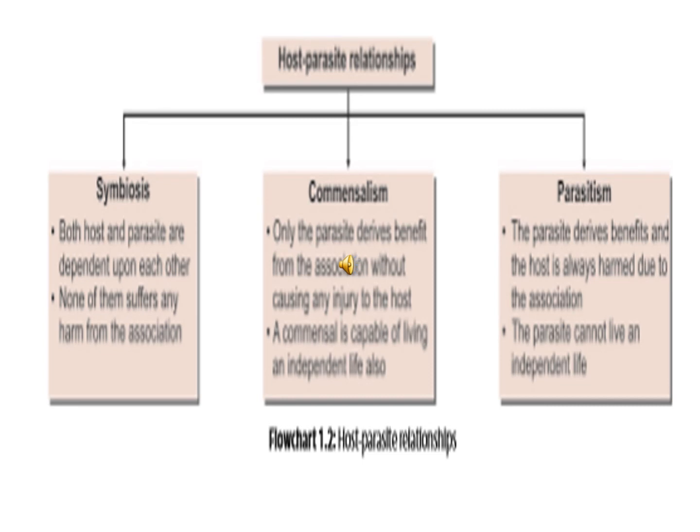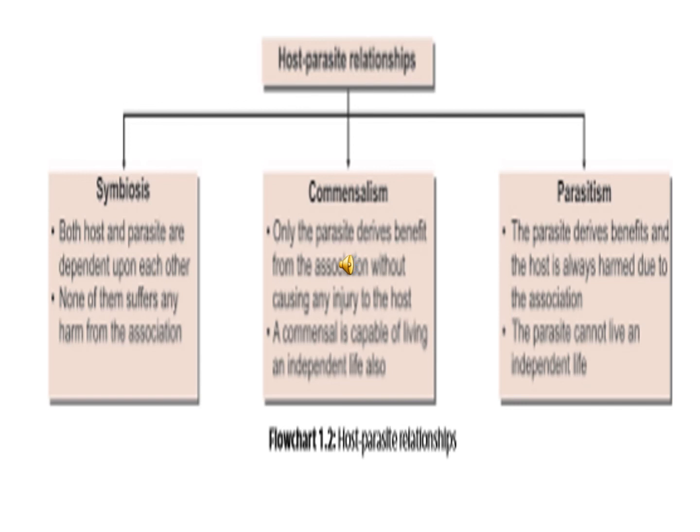This is host-parasite relationship, or it is an association between the host and the parasites. Explanation of the relationship between the host and the parasites. So there are three ways of host-parasite relationship. One is symbiosis. Second one is commensalism. Third one is parasitism.